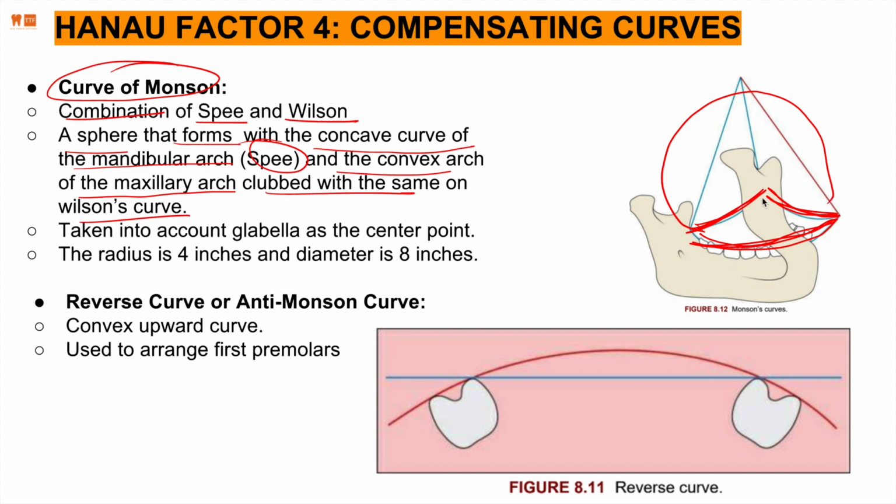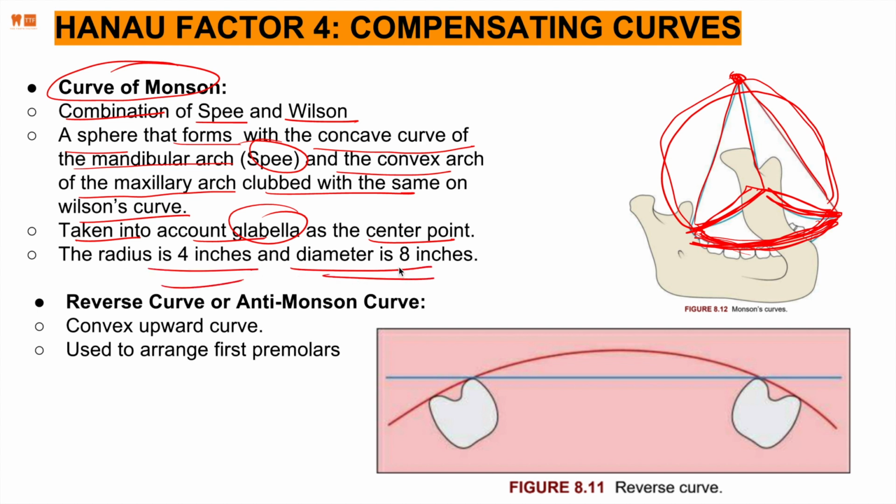Can we imagine that? It goes up here and it turns. So if, for example, this is your Wilson and your Monson curve, your Spee and your Wilson curve mixed together. Together it forms Monson when it turns into a sphere. It's taken into account at glabella at the center point. So this is your center point. The radius is 4 inches and diameter is 8 inches.